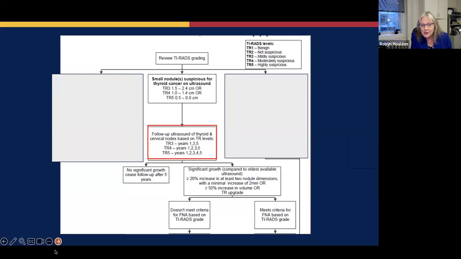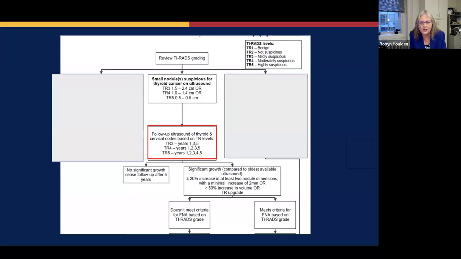So if they're really high risk, we're going to do it annually. And if it's a little lower TIRADS risk, we're going to do it 1 in 3, 5 years. If there's no growth over 5 years, most of these nodules we don't need to follow anymore. It's all over.